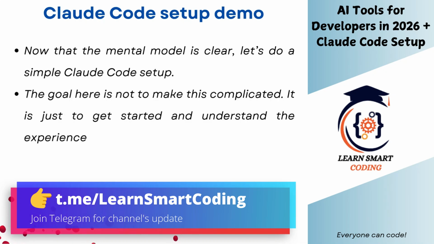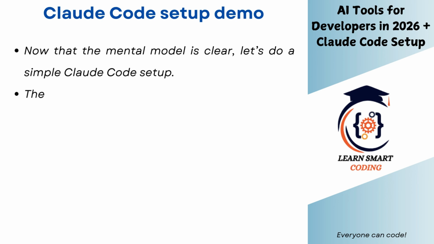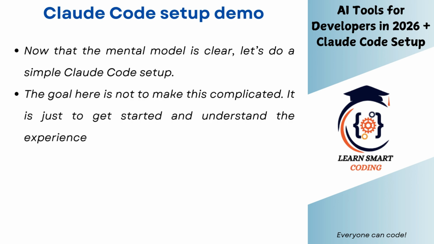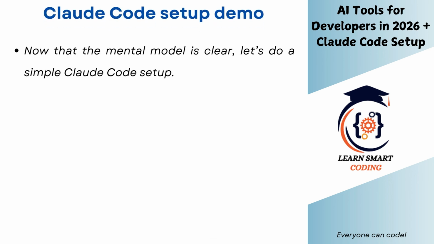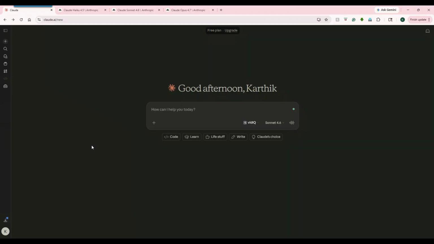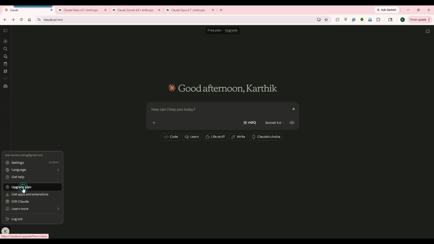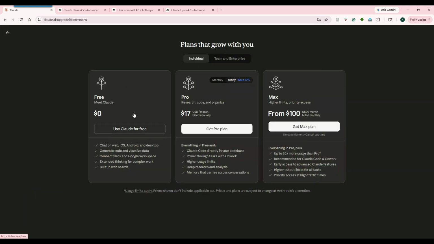Now that the mental model is clear, let's do a simple Claude Code setup. The goal here is not to make this complicated, it's just to get started in understanding the experience. Alright guys, so go into Claude.ai, right? That's the user interface similar to ChatGPT or Gemini. I have logged in and you can see my login and I am a free user, and if I click on upgrade plan, it will show this is my current plan.